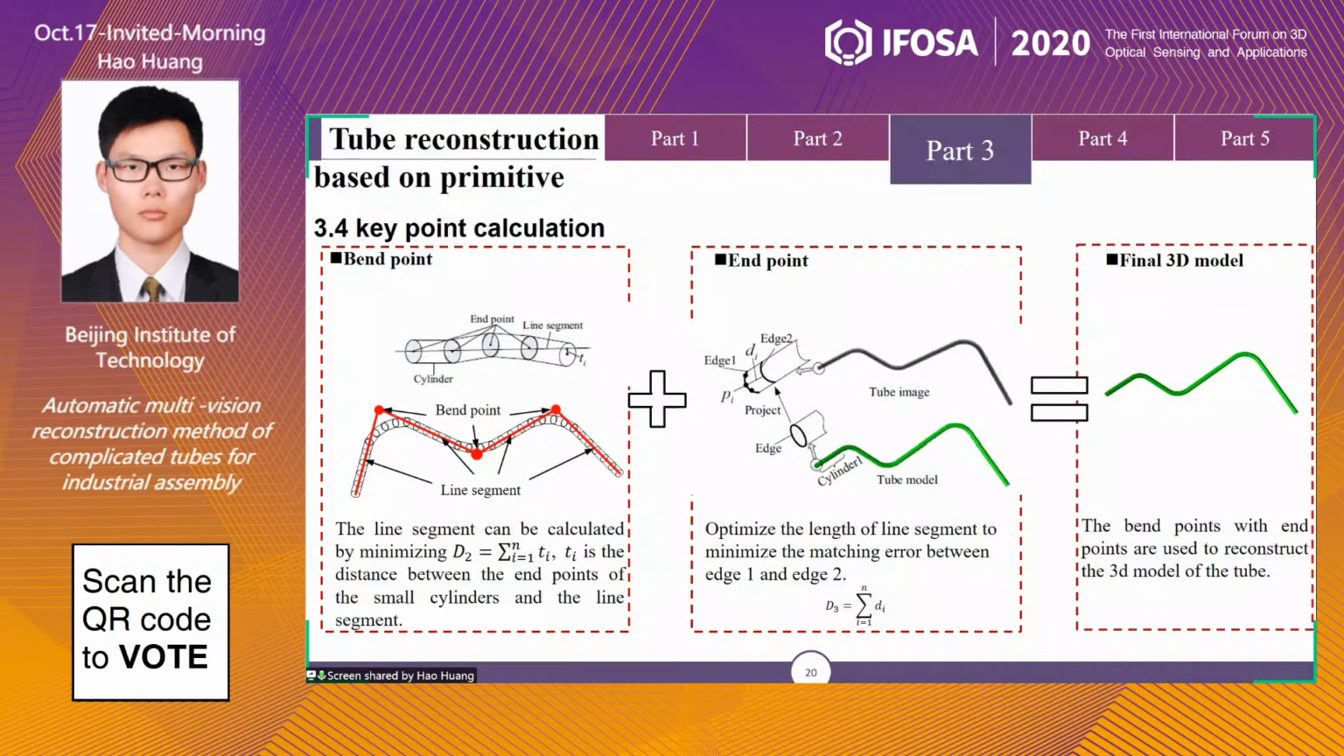After fitting all of the line segments of the tube, the common vertical line of 2 adjacent line segments is calculated. The center point of the common vertical line is a bundle point in the tube. Based on that, we can obtain all the bending points. Finally, we project the first cylinder to the image to get the edge and optimize the length of the line segment to get the endpoints. After getting bending points and endpoints, the whole tube can be calculated accurately.